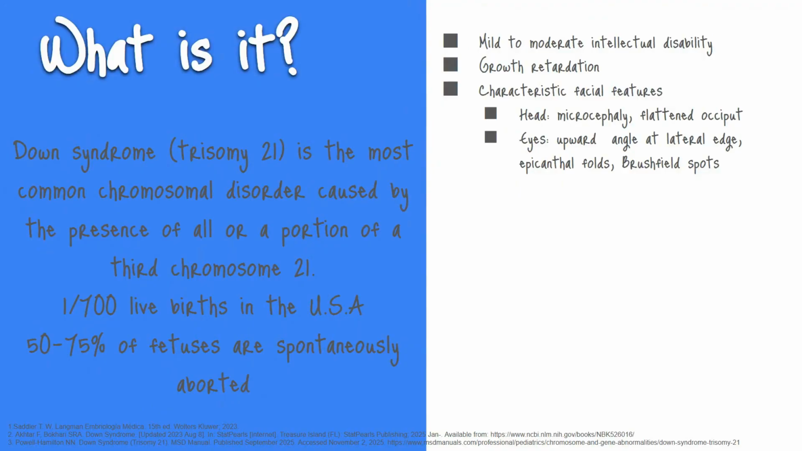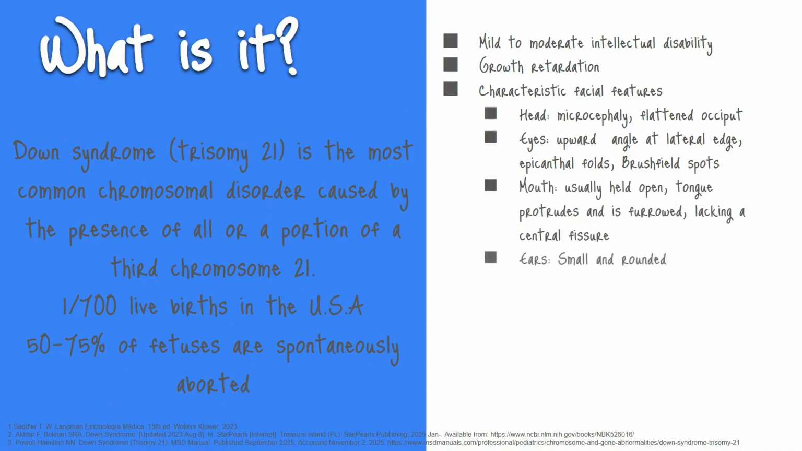They are small, white or grayish-brown spots on the iris, which is the colored part of the eye, that form a ring around the pupil. They are caused by an aggregation of connective tissue and are a characteristic feature of Down syndrome. In the mouth, it's usually held open, the tongue protrudes and is furrowed. The tongue lacks a central fissure. The ears are usually small and rounded.